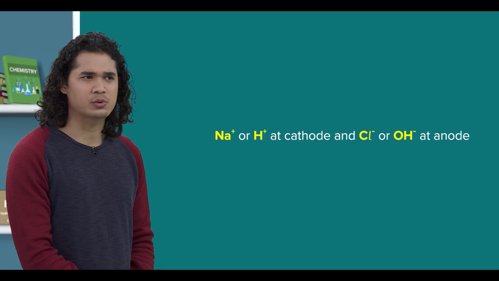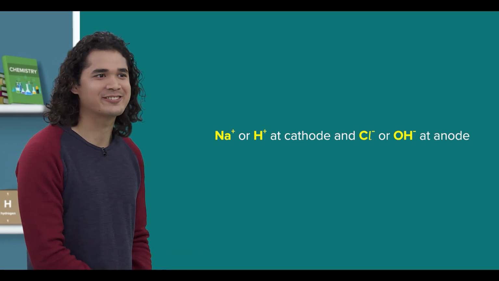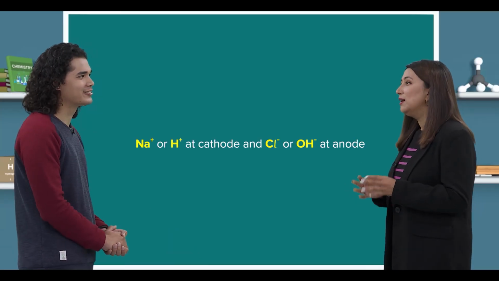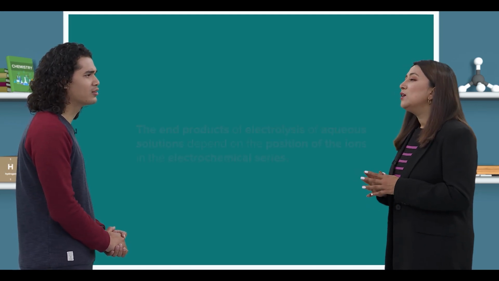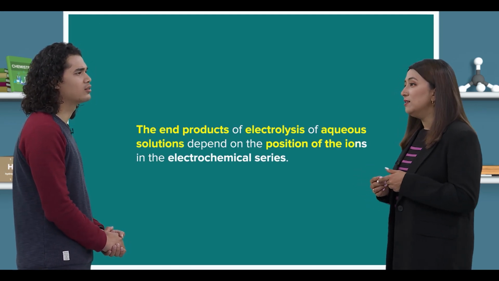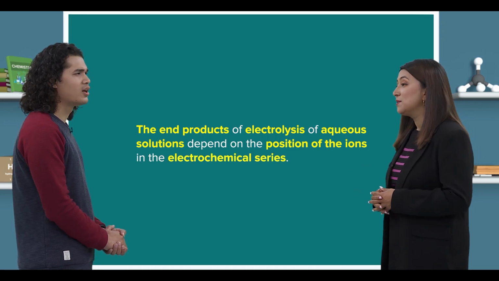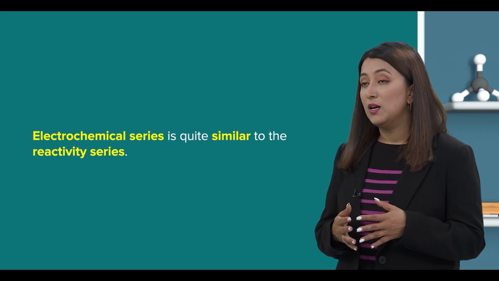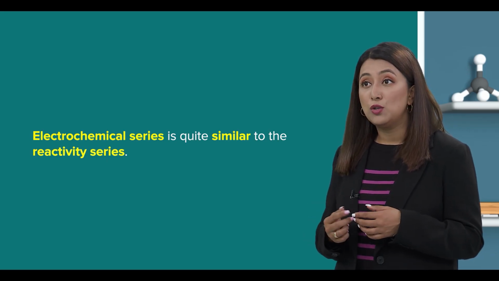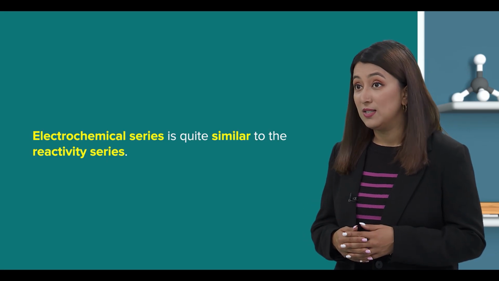There seems to be some sort of competition going on between the ions. There's no competition of any sort. It's actually predetermined. Really? But how? It all depends on the position of the ions in the electrochemical series. I know about the reactivity series of metals, but electrochemical series, no, that's something I hadn't heard before. It's actually quite similar to the reactivity series. So why don't you first tell me what you know about what a reactivity series is?